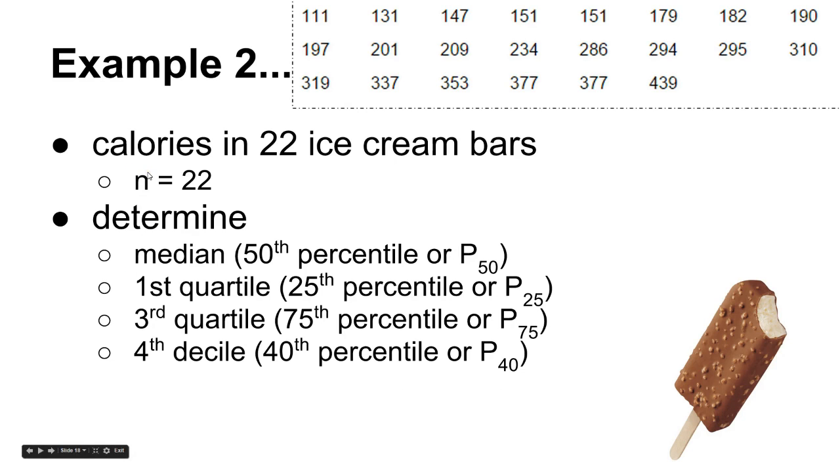So we've got 22 data points, N equals 22. Now we're asked to determine 4 things for this data set: the median, the first quartile, the third quartile, and the 4th decile. What I like to do is turn them into P's: P50, P25, P75, and P40.